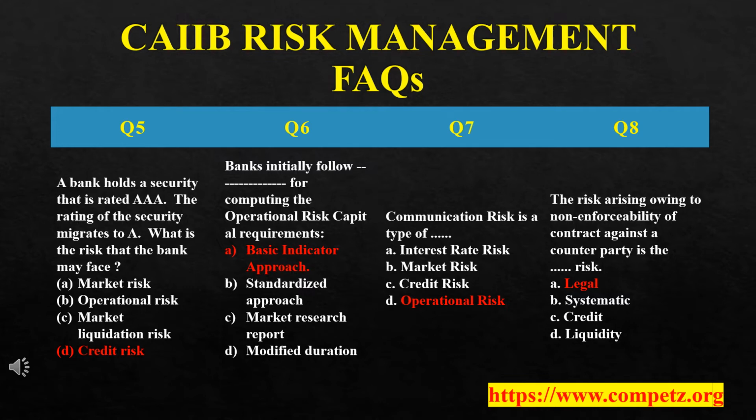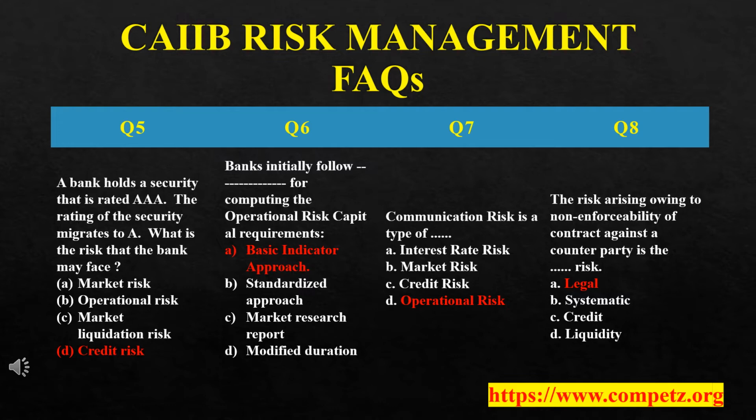Moving to the next question: communication risk is a type of dash. What is communication risk? The first option is interest rate risk. Second is market risk. Third is credit risk. Fourth is operational risk.